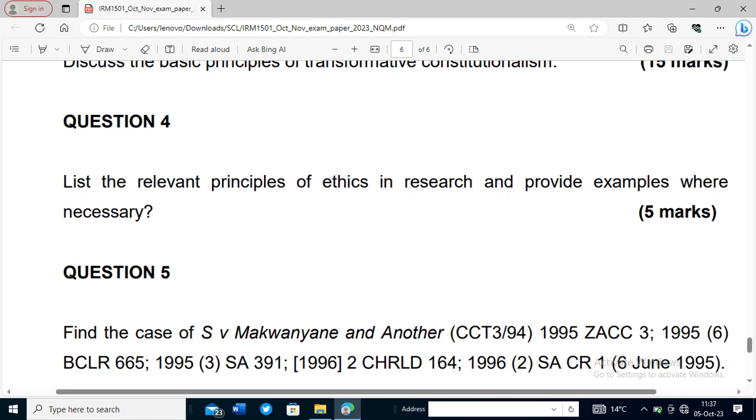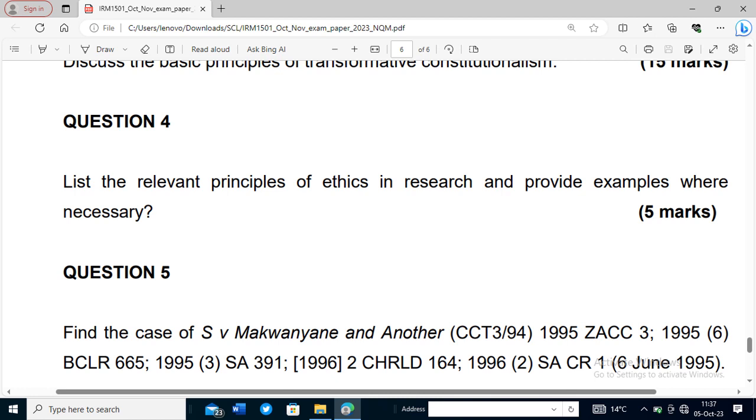Just found it very fast. We have ethics in research, and then there is ethical principles. So they want the principles. I do believe that section 2.6.3 on page 43 in your study guide up to page 44 will be able to give you those 5 points. They're looking for the principles, even the subtitle is written ethical principles.